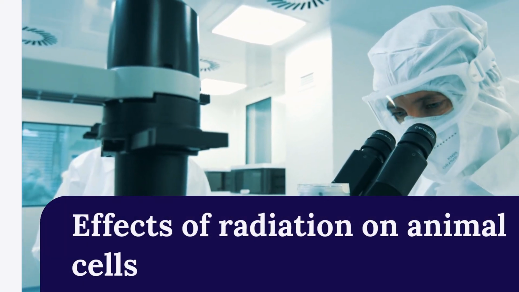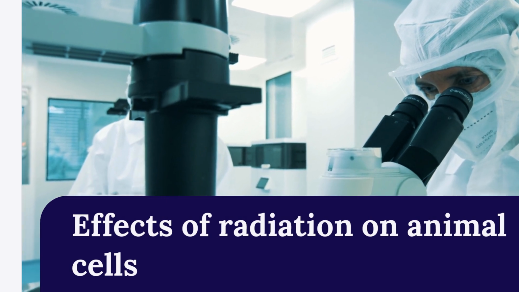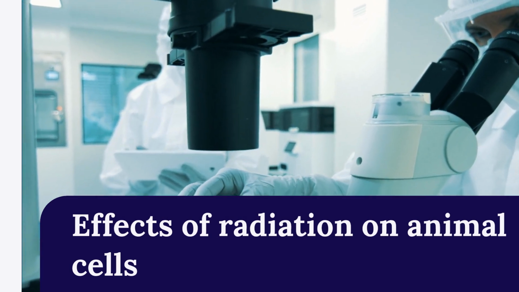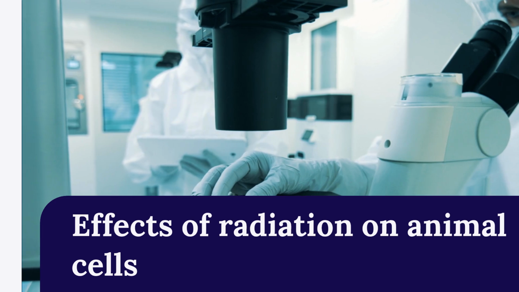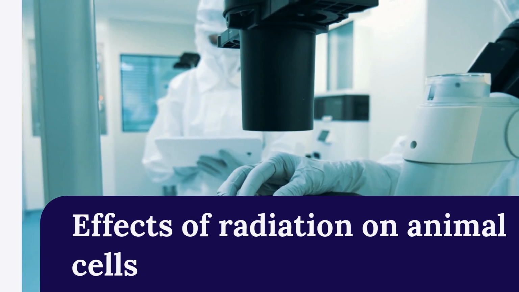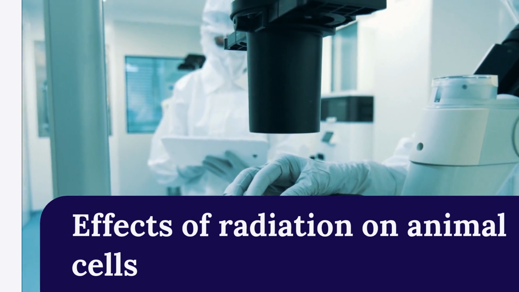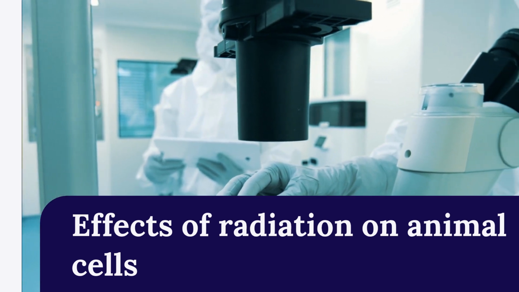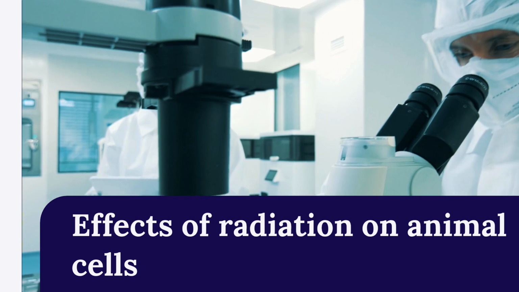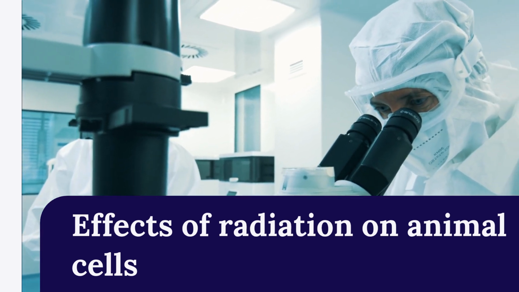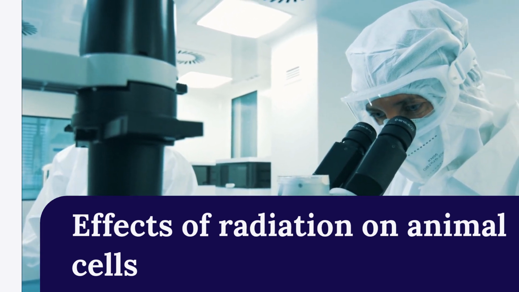Explain effects of alpha, beta, and gamma radiation on animal cells. Identify deterministic and stochastic effects. Describe methods of monitoring radiation dose. Explain how monitoring reduces deterministic effects. This is vital for ensuring safety in medical settings.